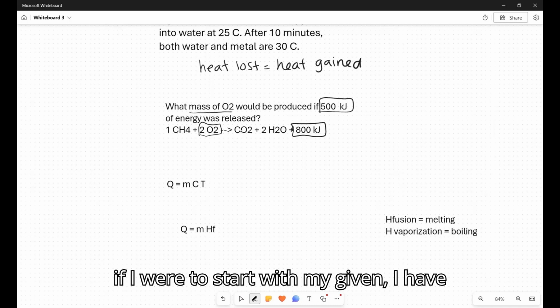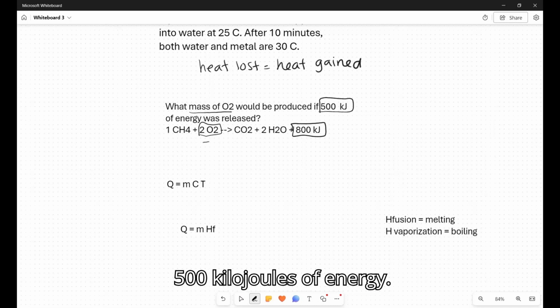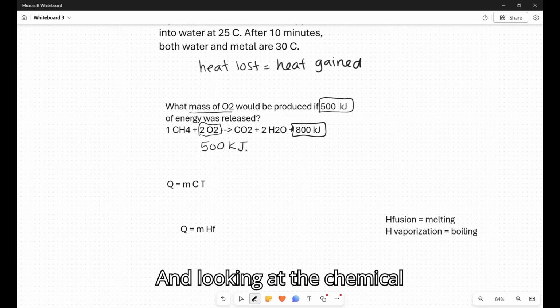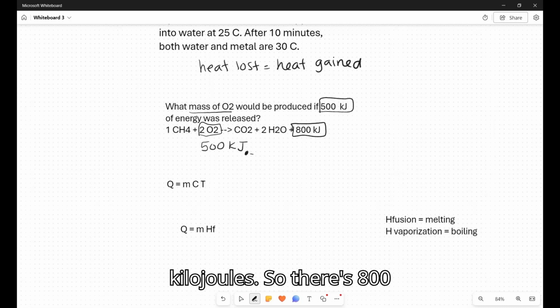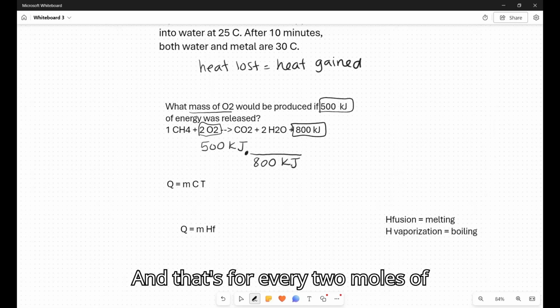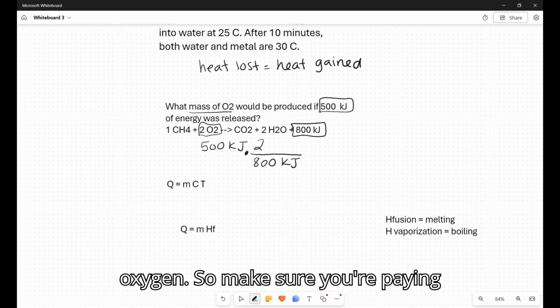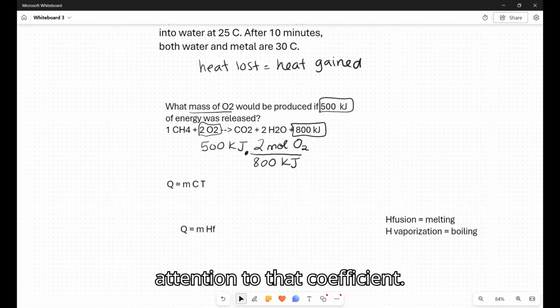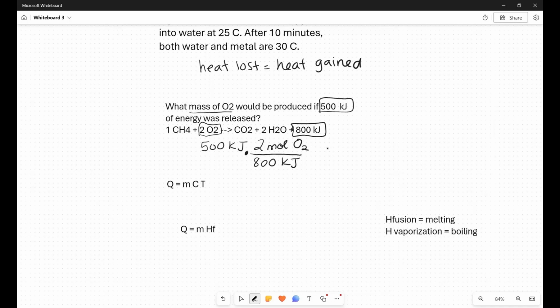So if I were to start with my given, I have 500 kilojoules of energy. And looking at the chemical equation, I need to get rid of kilojoules. So there's 800 kilojoules in this reaction, and that's for every 2 moles of oxygen. So make sure you're paying attention to that coefficient.